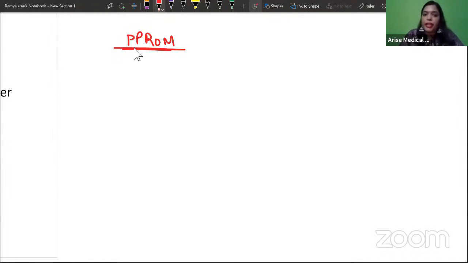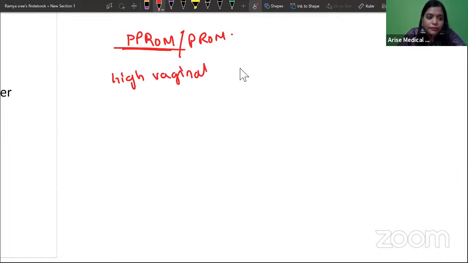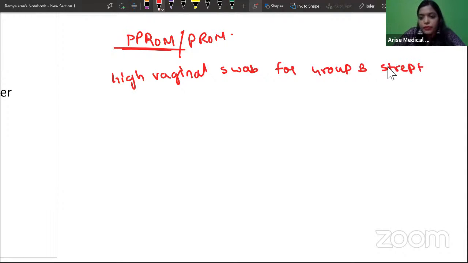I'll quickly revise the PPROM. So whenever you have PPROM or PROM, we take a high vaginal swab for group B streptococcus. Good, I see majority of you answering correct. So we take a high vaginal swab for group B streptococcus. Why? Because group B streptococcus can lead to neonatal sepsis. And whenever the patient goes to PROM or preterm labor, there is a risk of neonatal sepsis.